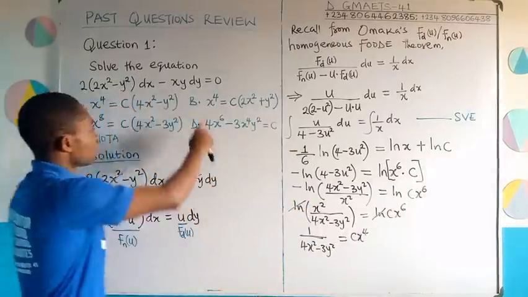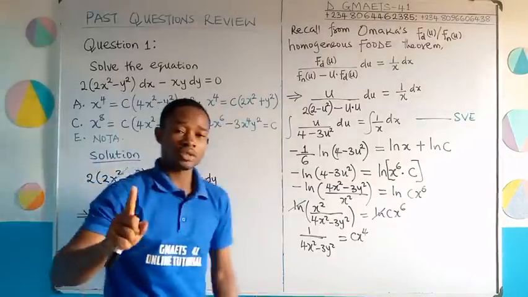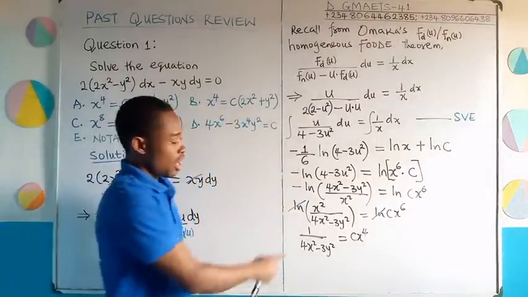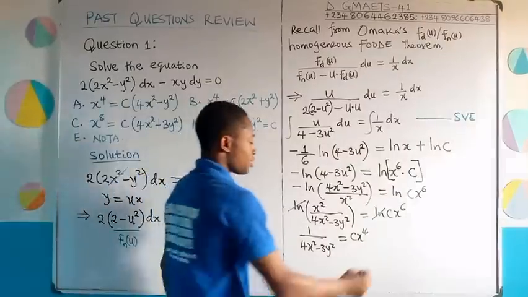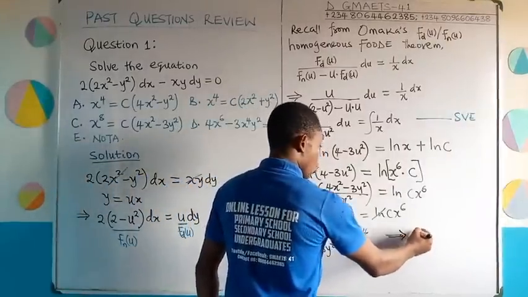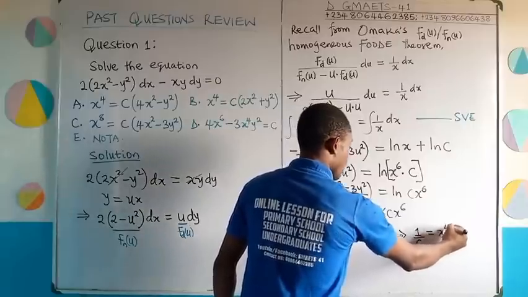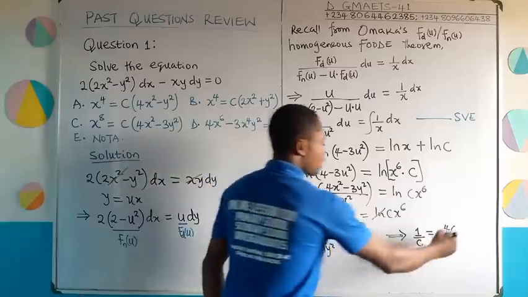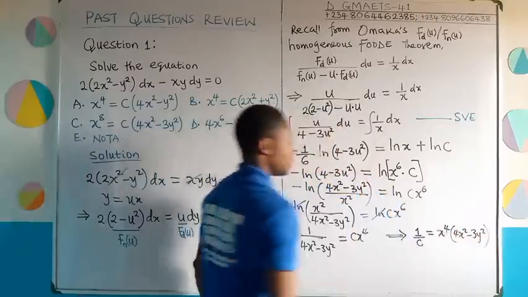Good. There is nothing like a fraction in these options provided for us here. No fraction. So what is the implication? I've got to clear up this fraction by cross multiplying. Alright, it implies that 1 all over c is equal to x raised to the power 4, open bracket, 4x squared, and then minus 3y squared.